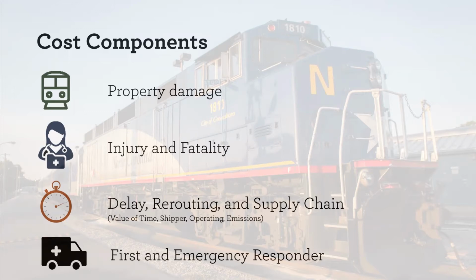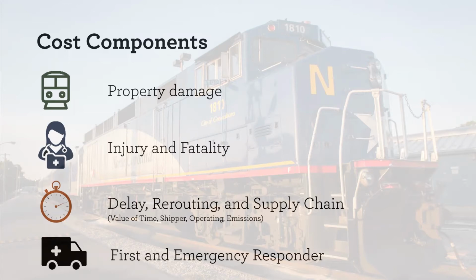Injury and fatality costs accrue when an individual is injured or a fatality occurs as a result of a rail incident. The Federal Railroad Administration Safety Database records and the U.S. Department of Transportation Benefit Cost Analysis Guidance form the basis for casualty estimates.